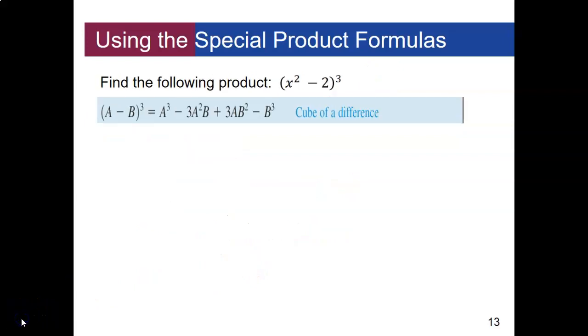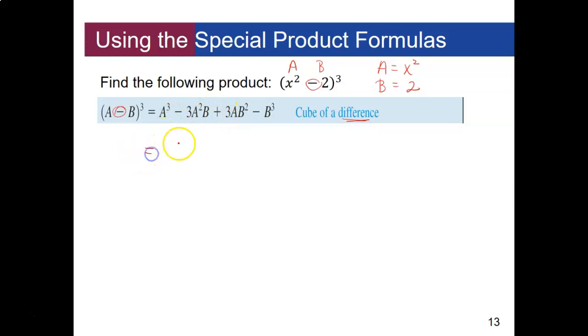On this example here, we have another one where we're expected to cube a binomial. So we need to figure out what our A is and what our B is. In this case, A is actually x squared and B is going to be 2. And because we have the negative here, we need to use the cube of a difference. So we need to use the formula that has the subtraction sign, and we're going to end up with some different signs in here for our formula.